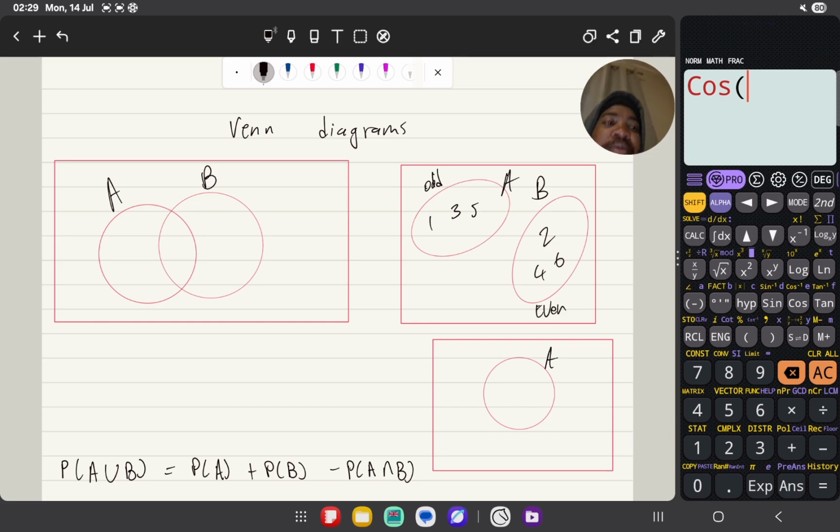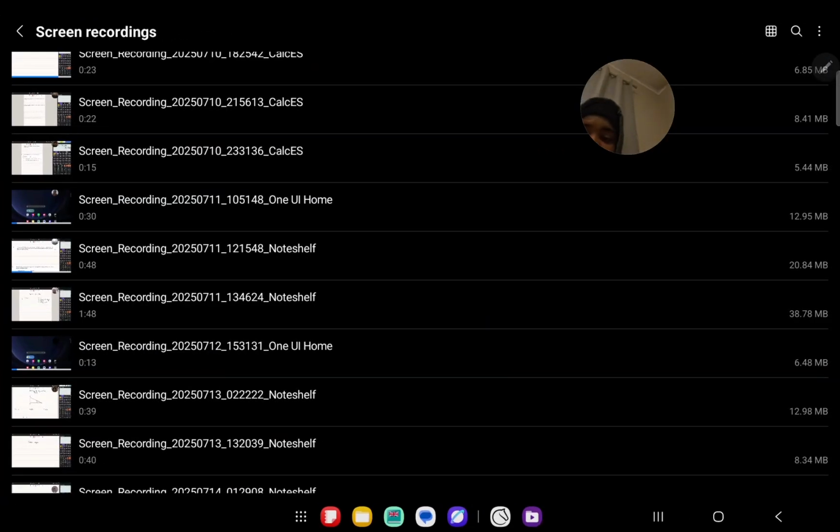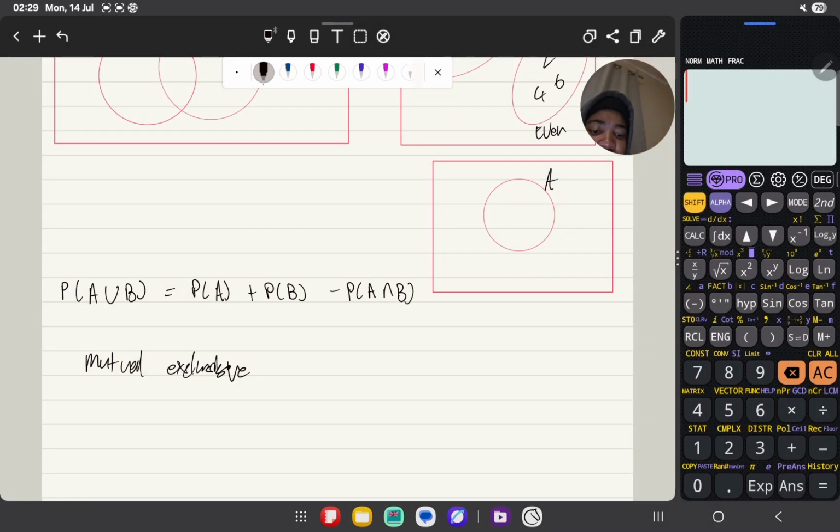With Venn diagrams, there are a couple of things that we talk about. We talk about mutually exclusive events, which are events that cannot happen at the same time. When you have events that cannot happen at the same time, we would say those events are mutually exclusive.